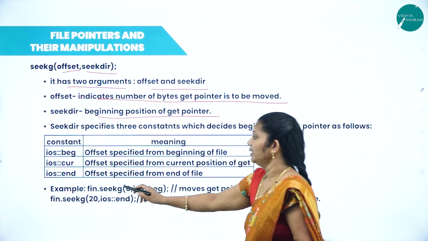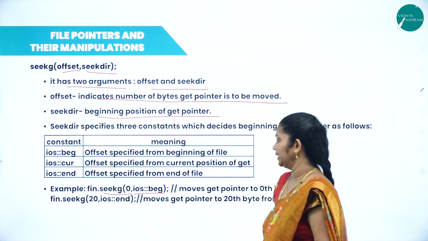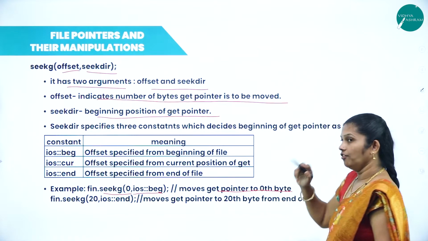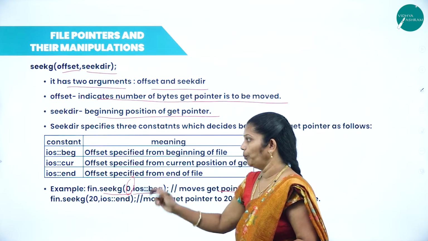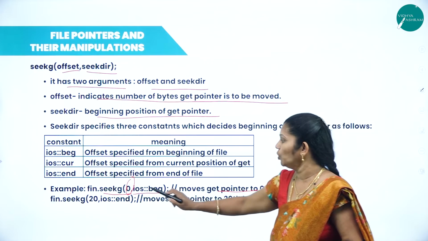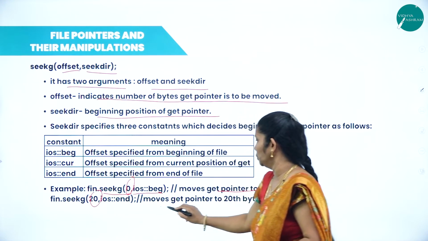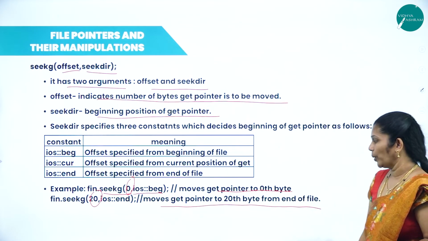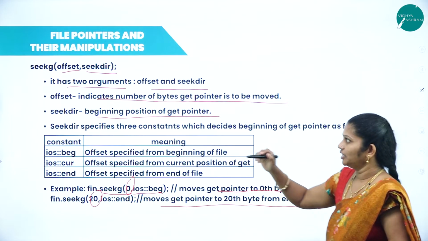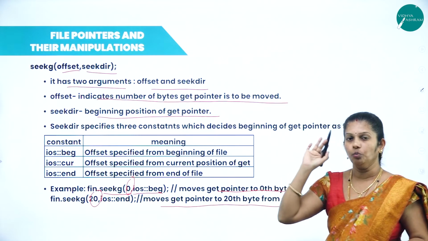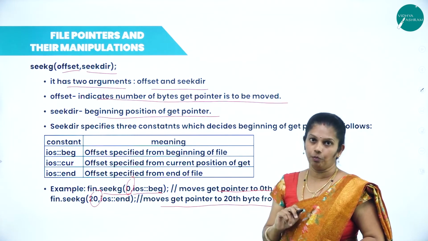For example, fin.seekg(0, ios::beg). That means it moves the get pointer from the 0th byte. Here, if I'm going to write current or beginning or end, whichever we want, we can mention. Whereas here if I write 20, then it moves the get pointer to the 20th byte from the file. Now is it clear? That means the seekg function helps to move the pointer. Which pointer will it move? Especially it will move the get pointer.